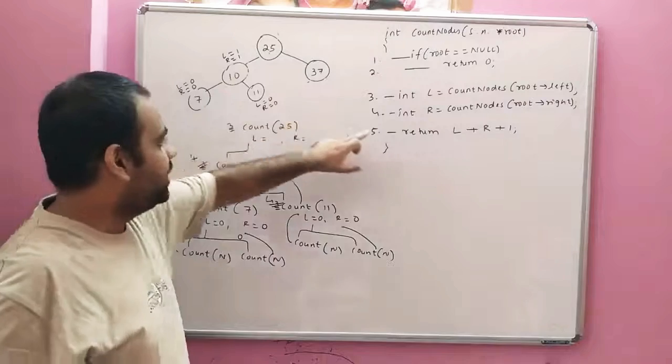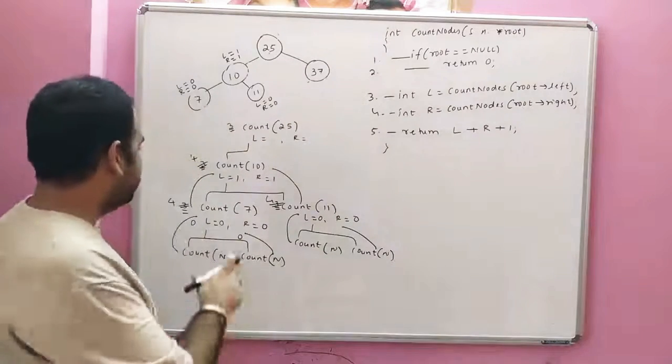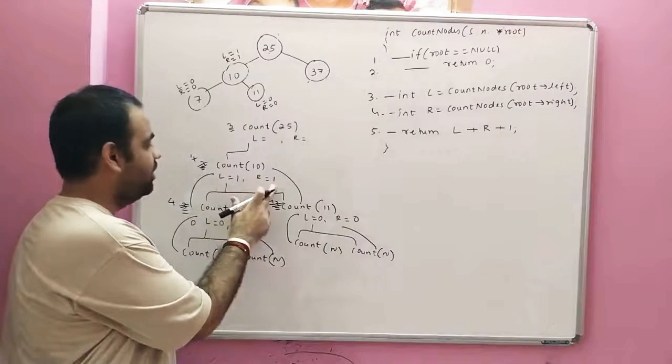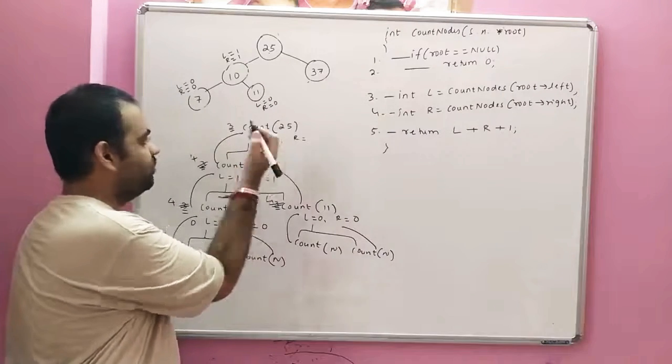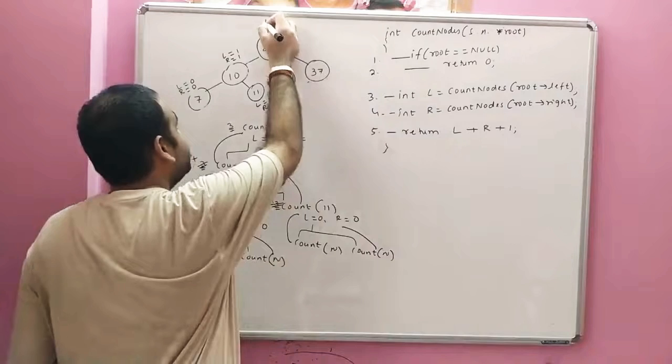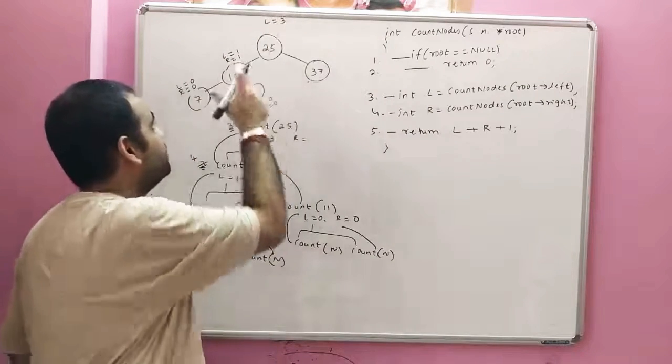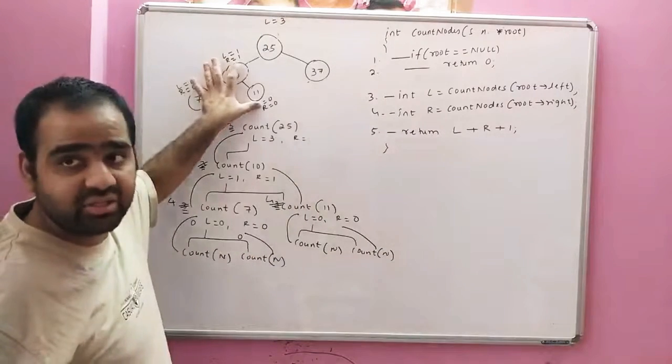Now, execute line number 5. Return L plus R plus 1. 1 plus 1 plus 1. It is what? 3. It returns 3 to where? Line number 3. Therefore, it becomes L equal to 3. And it says the number of nodes with respect to 25 on LHS are 3.